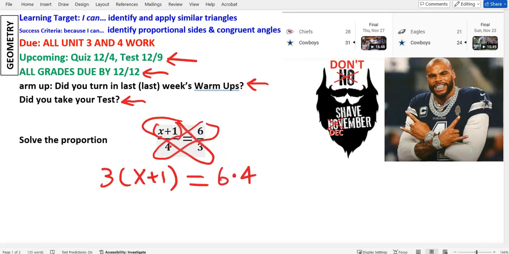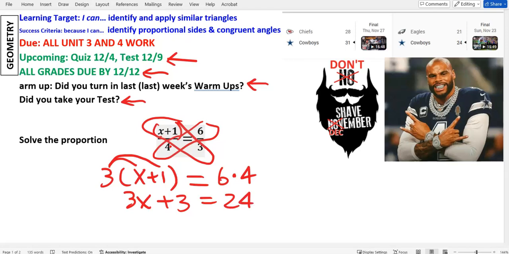Now, what did we learn yesterday about? Say something, Callie. All right, what did we say yesterday about the number in front of the parentheses? You distribute, multiply. 3 times x is 3x. 3 times 1, positive 3. 6 times 4 is 24.